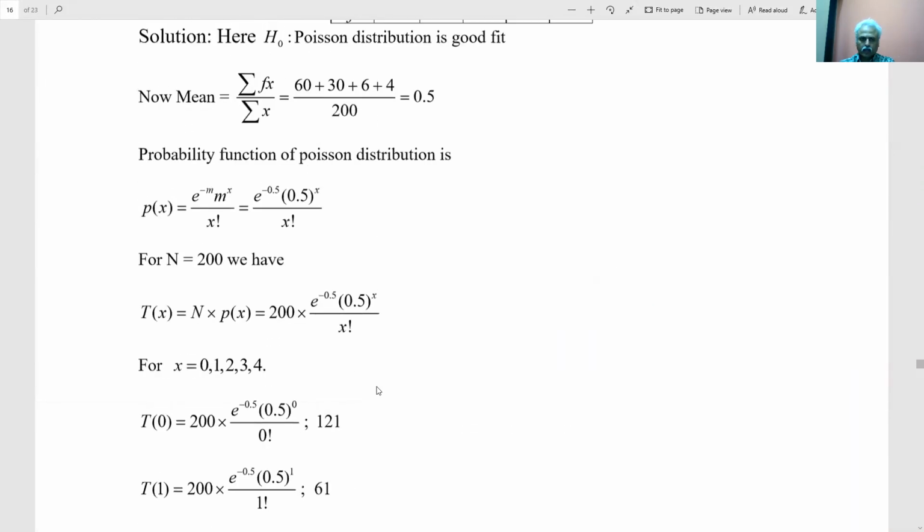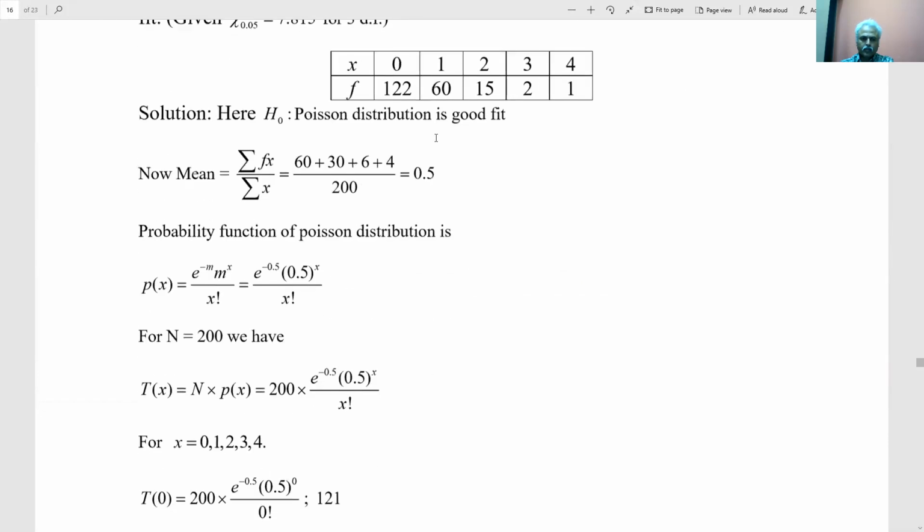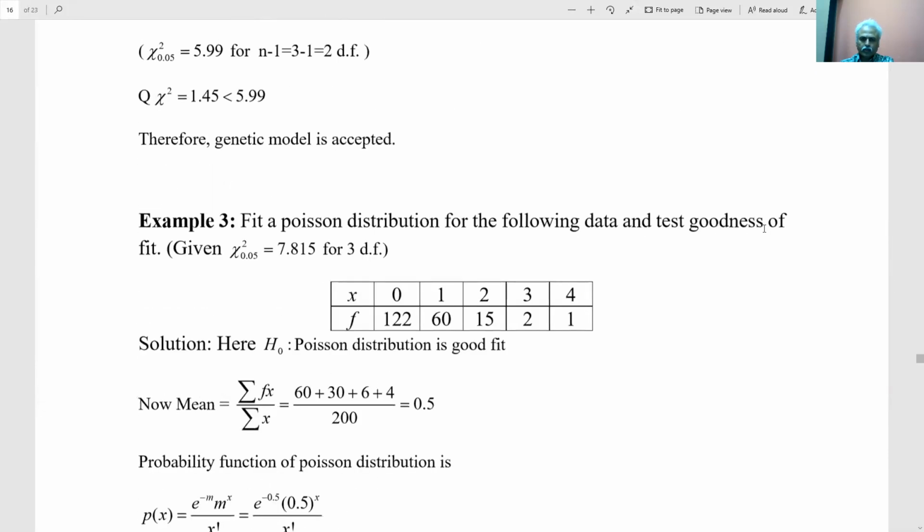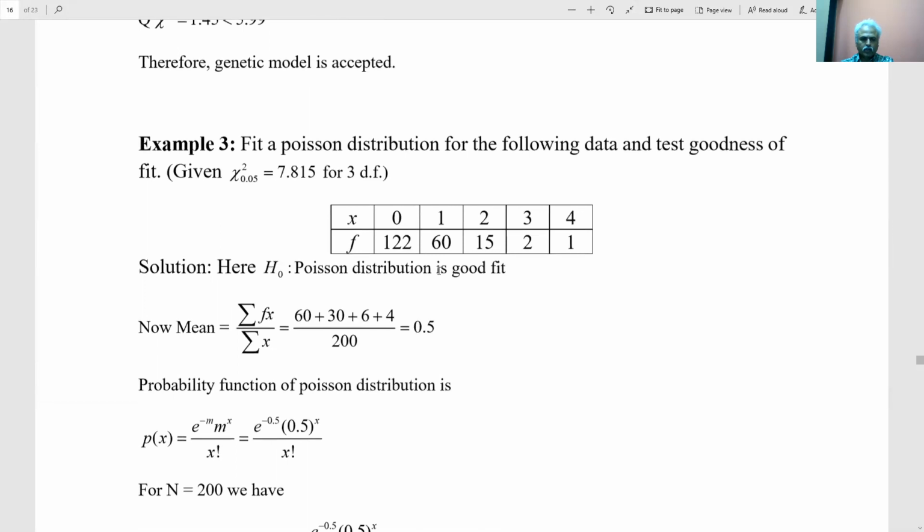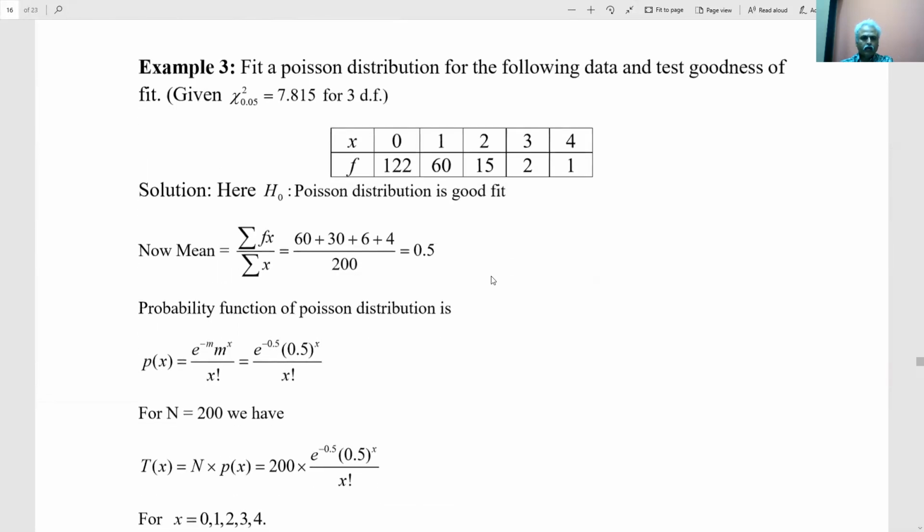Once again, how do we frame the hypothesis? Whether the Poisson is a good distribution? Yes, H not tells that the Poisson distribution is a good fit. Now, using data, we find the average of this, which is m.